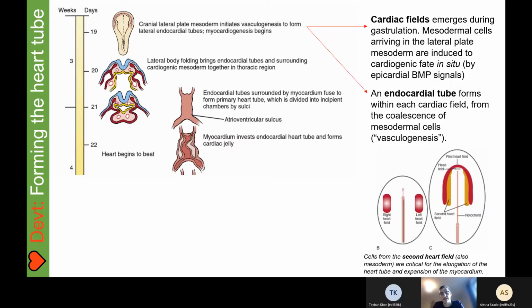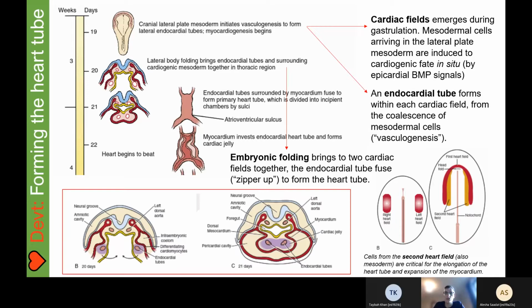There's this process called vasculogenesis there, where the cells within the cardiac field coalesce and form these endocardial tubes, and they are in the lateral aspect of the embryo, so you get 2 of these. With embryonic folding, those 2 endocardial tubes are brought close together and they fuse by zippering up, and that forms the primary heart tube. And a reminder, once again, and I'm sure you'll remember this from your lectures, this is happening in the cranial-most region of the embryo. It's the very top above your brain at this point.